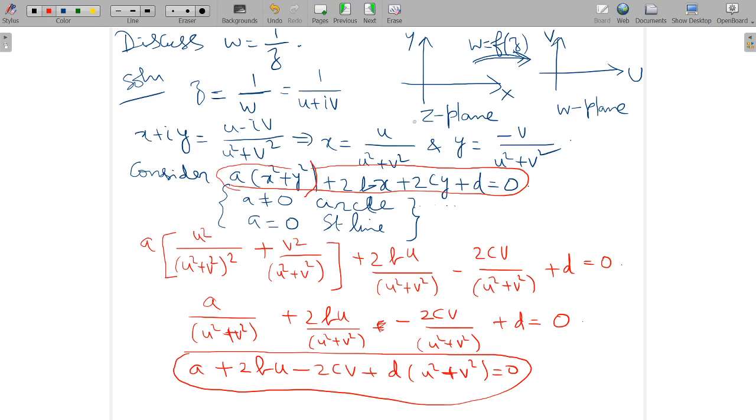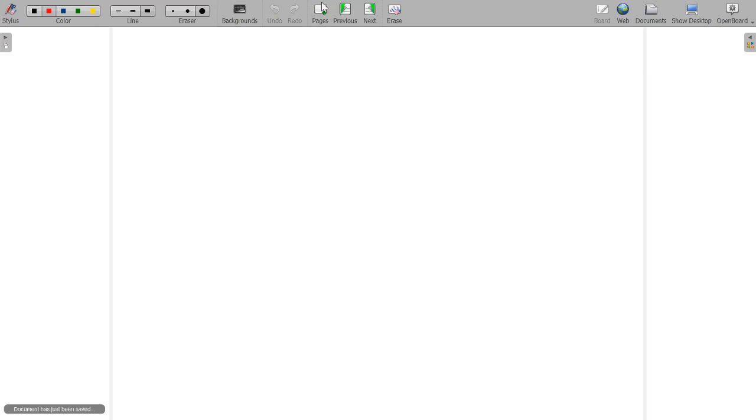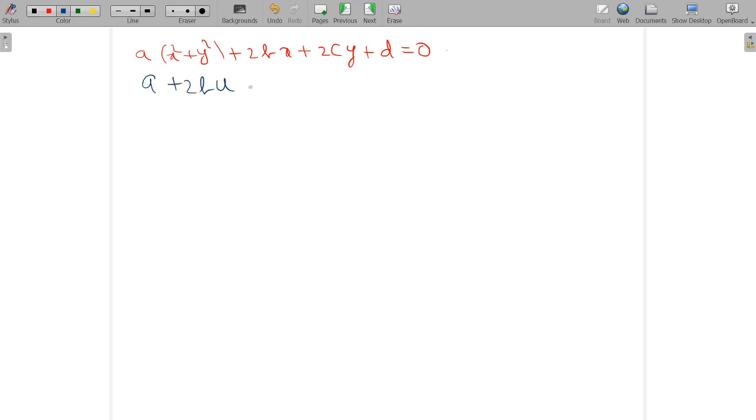So now I am going to discuss certain cases. Before that, let me write the curve as a into x squared plus y squared plus 2bx plus 2cy plus d is equal to 0. Now what will be its image? Its image will be a plus 2bu minus 2cv plus d into u squared plus v squared is equal to 0.